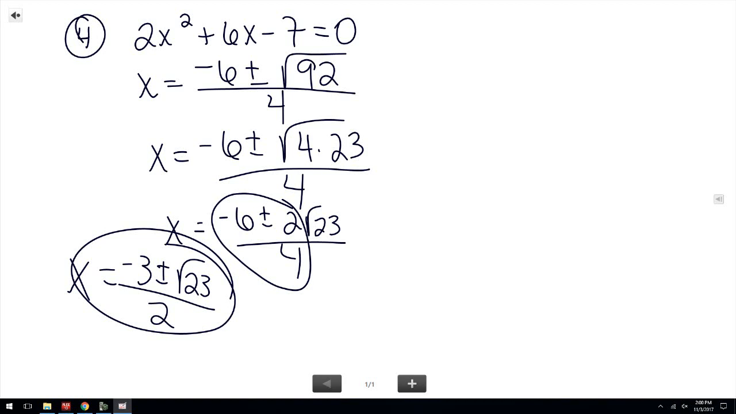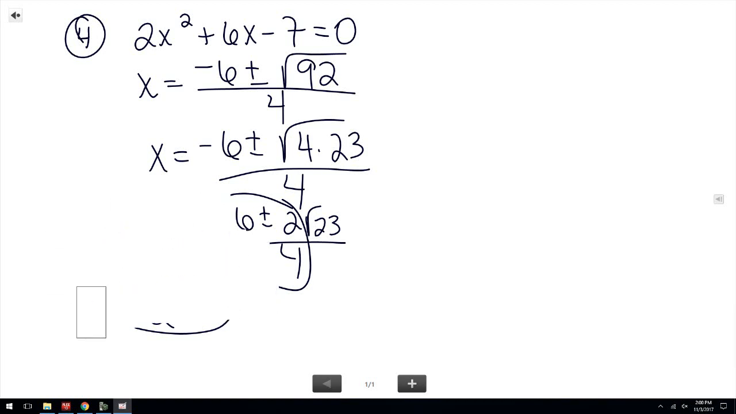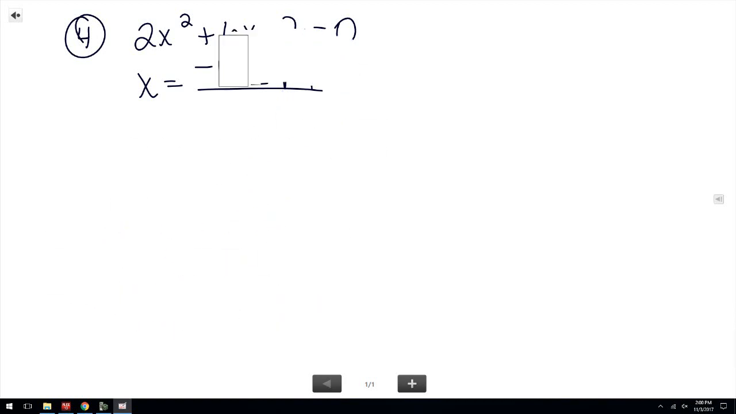All right, we got 2 more to do, right? We got 5 of them or 6 of them? Okay, we only got 1 more. Sweet, we got to hustle so we don't have homework. Here we go. Last one, number 5, go. X squared minus 6x plus what? 10.